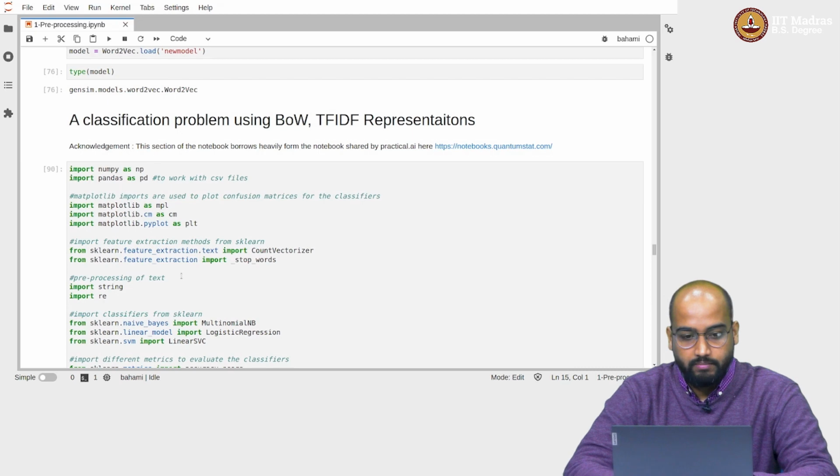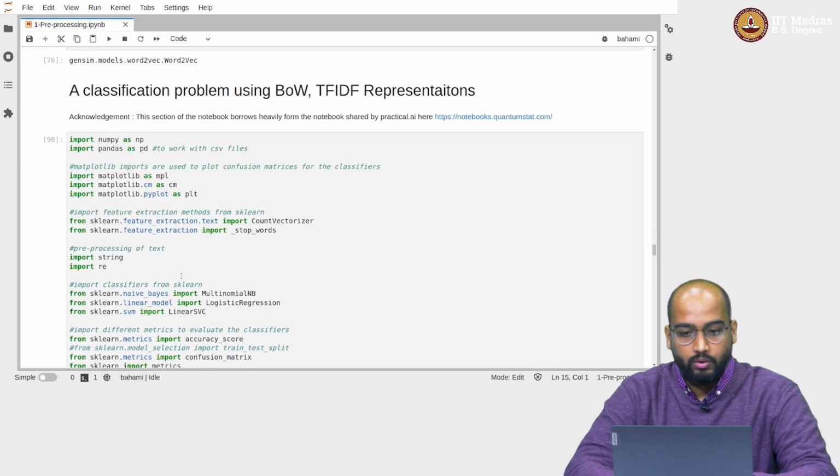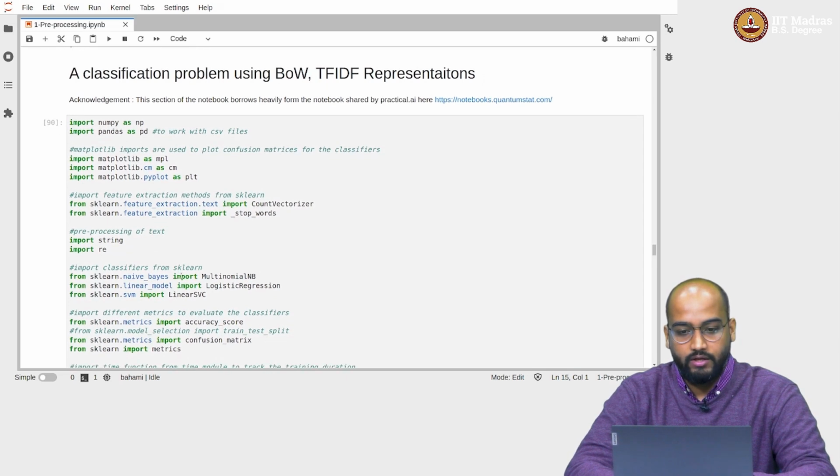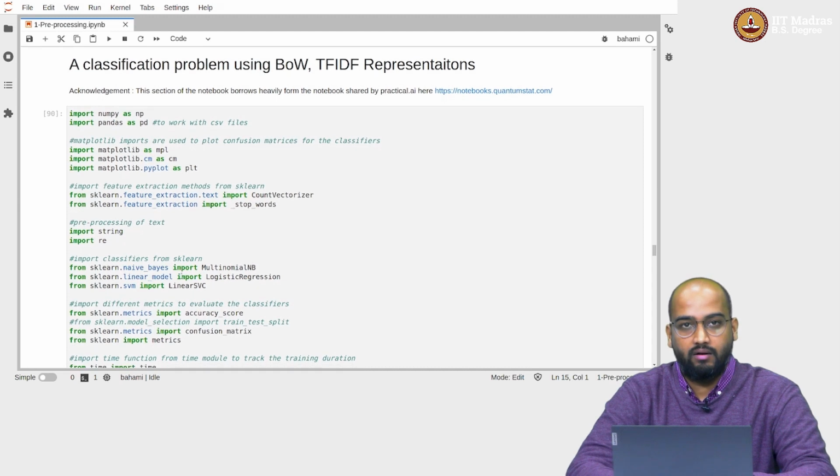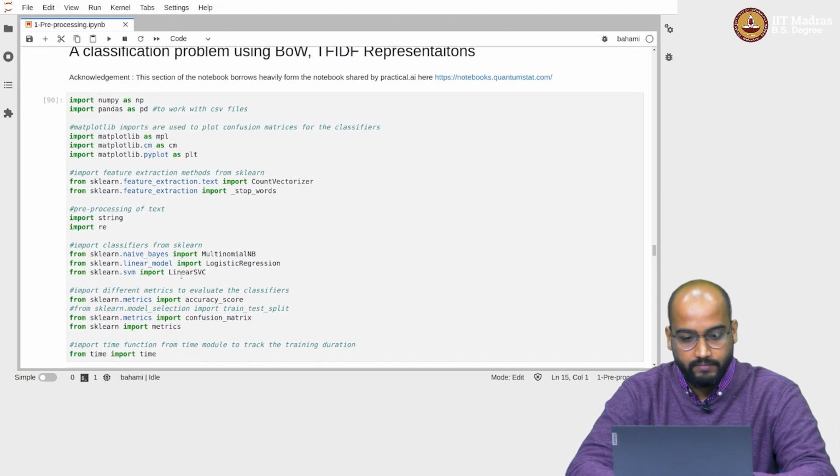Right. So in the next part, the last part of this tutorial, we'll look at how we can use these representations, bag of words, TF-IDF, or even the word2vec representation, and do a simple classification task.